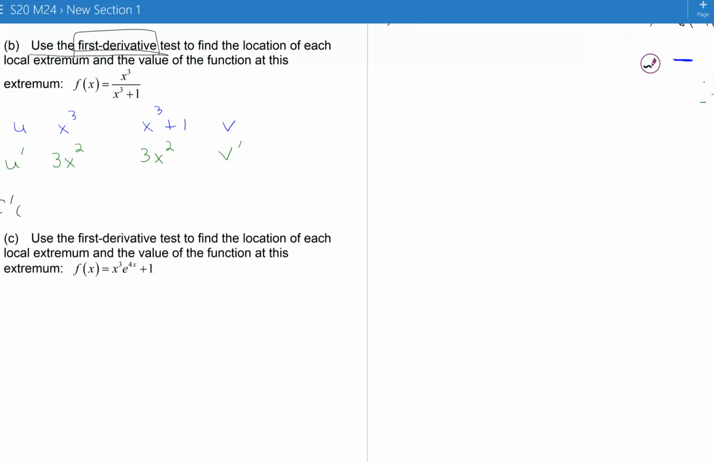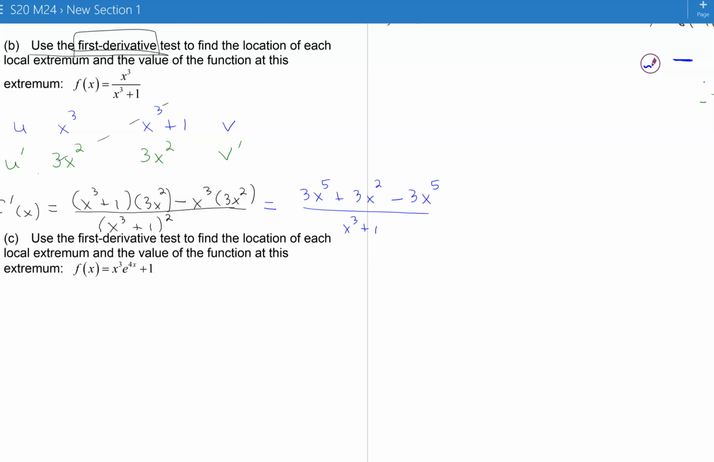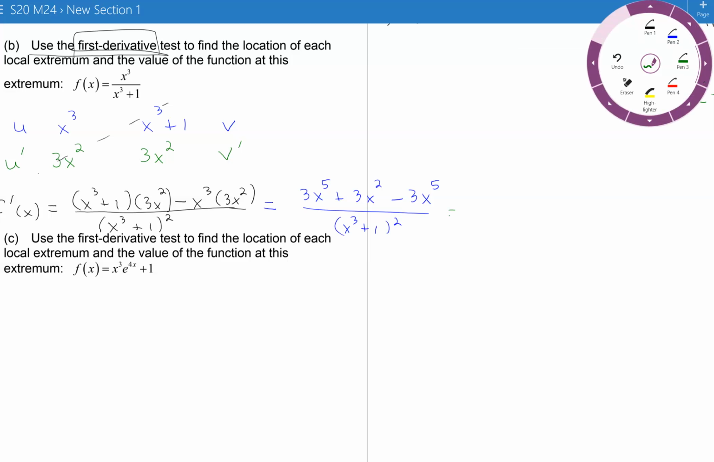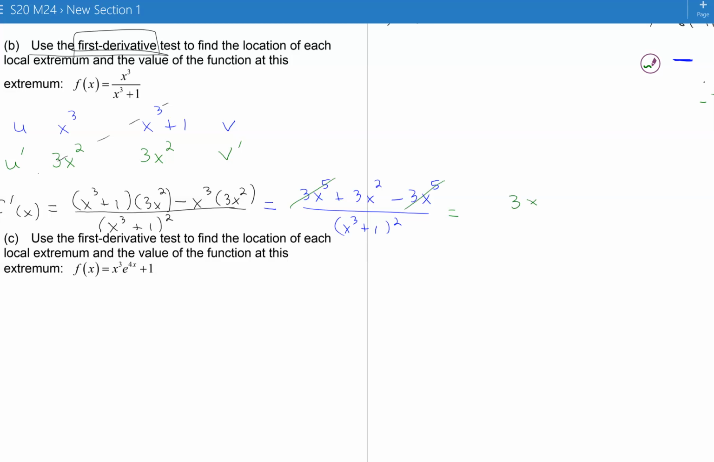So now I'm going to write my derivative is f prime of x, and I'm going to put my denominator first because way too often I forget all about it. So now I'm going to cross multiply, and I'm going to have x cubed plus 1 times 3x squared minus x cubed times 3x squared. So we need to simplify this because we're going to want to know when it's 0. So we have 3x to the 5th plus 3x squared minus 3x to the 5th over x cubed plus 1 squared. So these 3x to the 5ths cancel out, and I have 3x squared over x cubed plus 1 squared. So this is my first derivative.